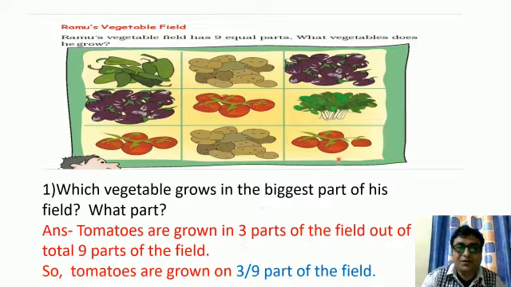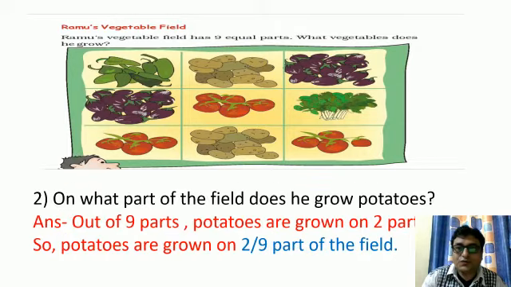How many parts of the field? How many parts? 3 parts. But which part of the field? What part of the field? So 3/9 parts of the field. Okay. So let us go to next question.